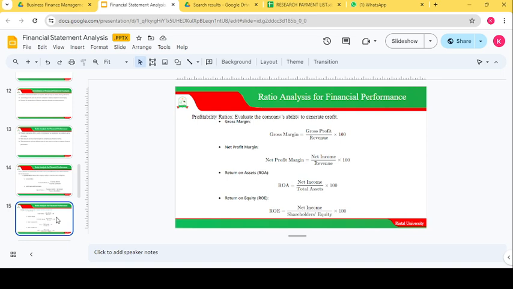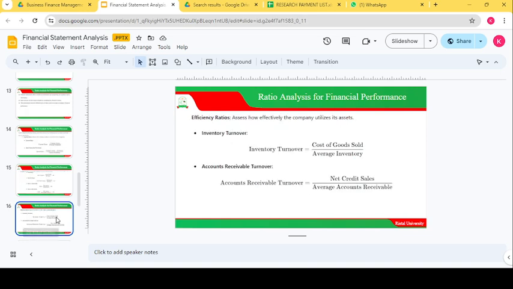And then we also have return on assets, abbreviated as ROA, which is given by net income divided by total assets times 100. We also have return on equity, abbreviated as ROE, which is given by net income divided by shareholders' equity times 100.